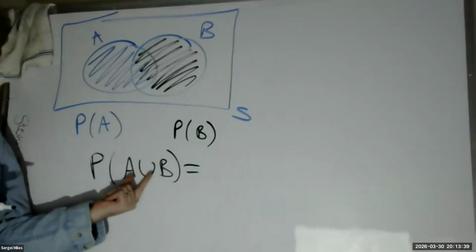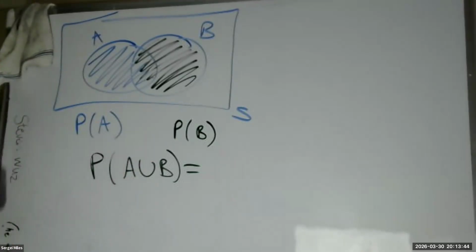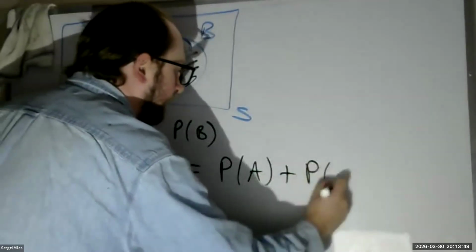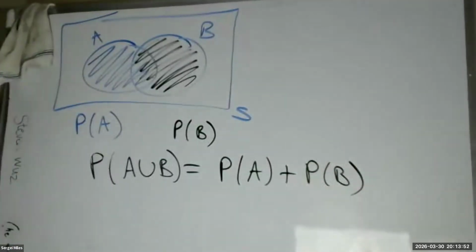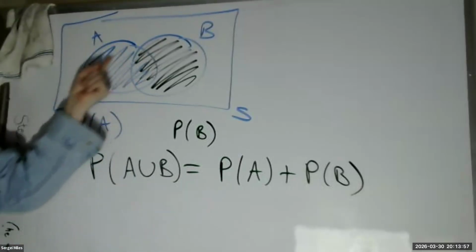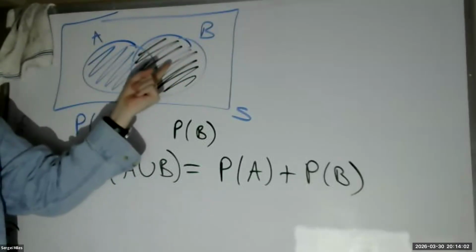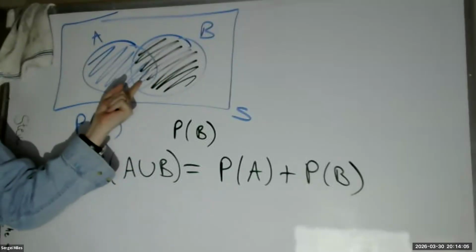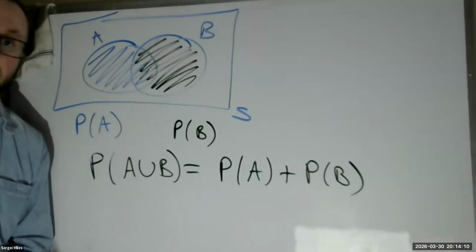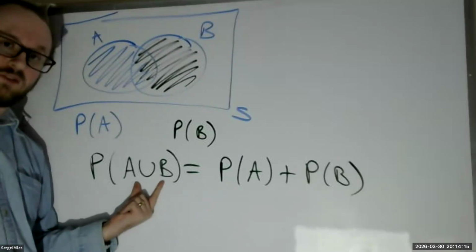However, if I'm trying to calculate the probabilities separately from these two pieces, then unfortunately it is not found by simply adding these two probabilities together. What's the issue here? The probability of A includes everything inside of A. The probability of B includes everything inside of B. But if the two events have any overlap, then I just double counted that overlap. That's an issue, right?